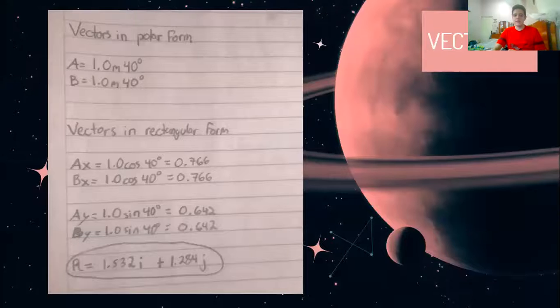So let's continue. These are our calculations for the vector. To transform it into rectangular form, we have to multiply it first with cosine to represent the x-axis, and for y we have to multiply it with sine. Okay, and when we did the calculations, we did the sum here, and we get 1.532i in the x plus 1.284 in j, that is y.